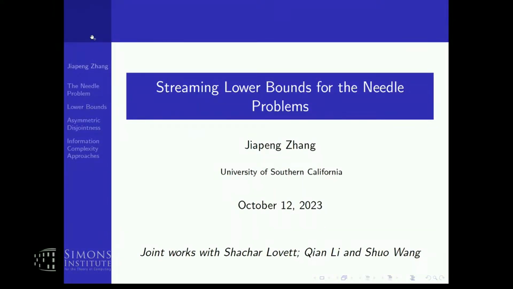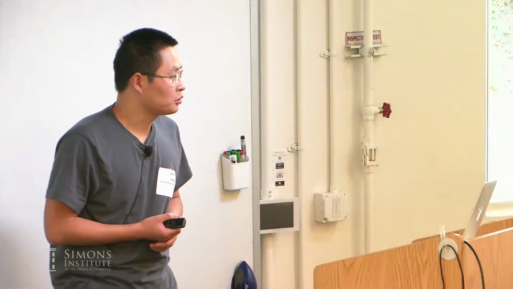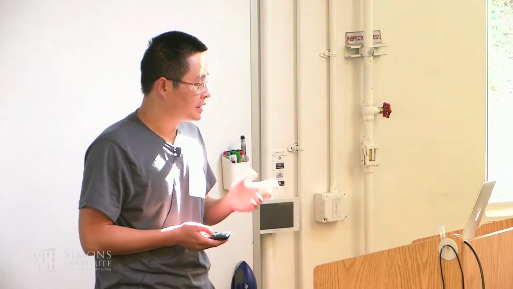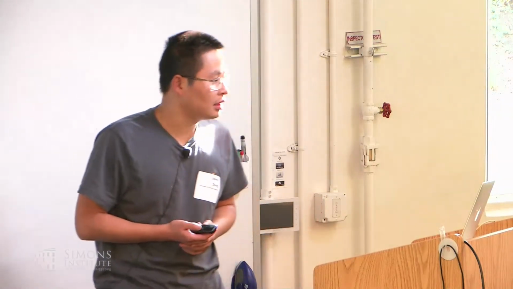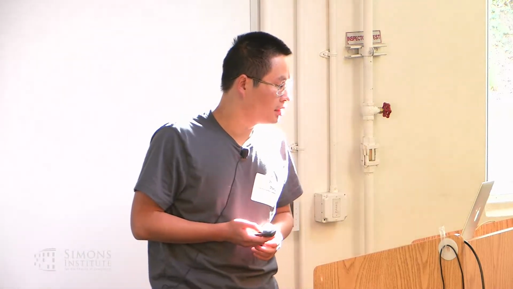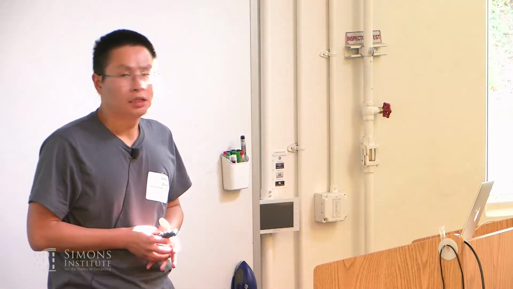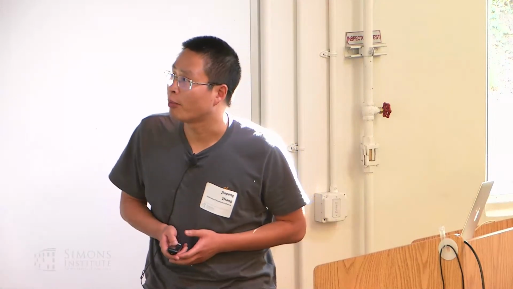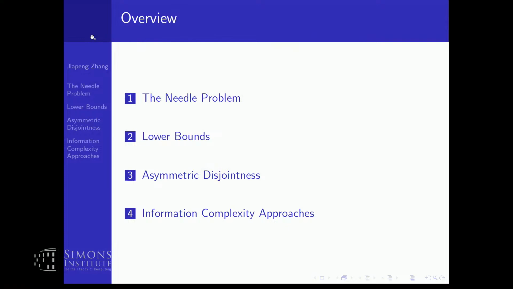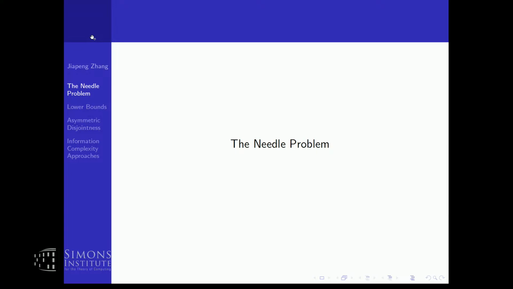Thanks, Andoni, for the introduction. Today, I will talk about streaming lower bounds for the needle problem. This talk is based on two joint works. One is joint work with Shachar Lovett, and the other is joint work with Qian and Shuo Wang. In this talk, I will cover four parts. At first, I will introduce what the needle problem is, then I will talk about some lower bounds, and then I will also give two proofs, because we have two joint works, so basically two proofs.